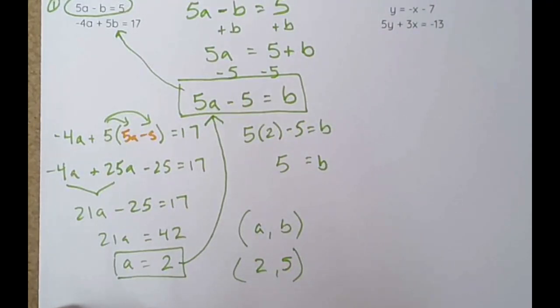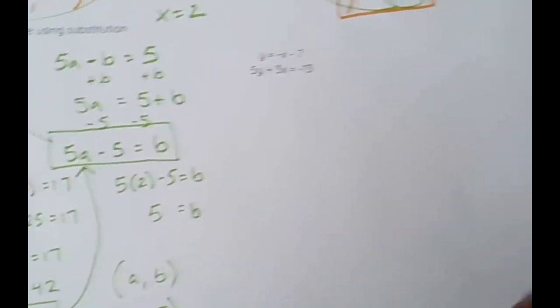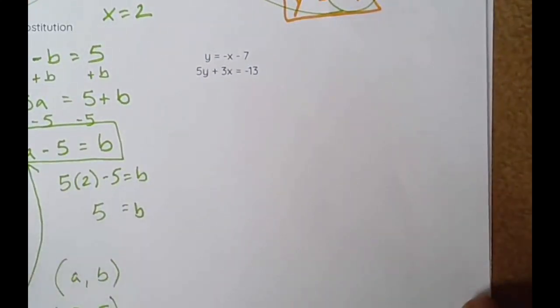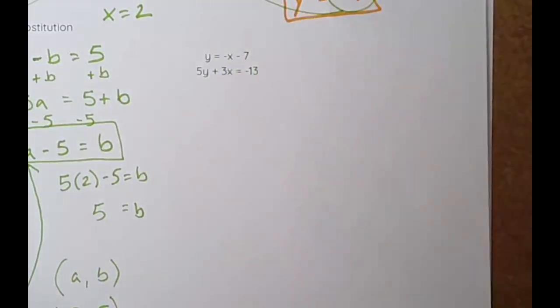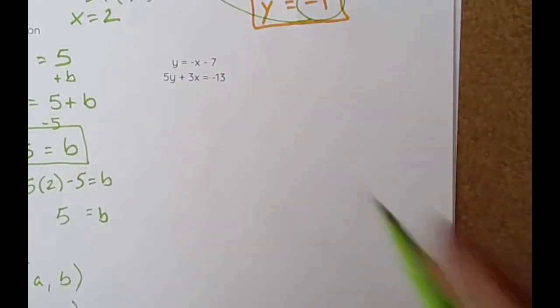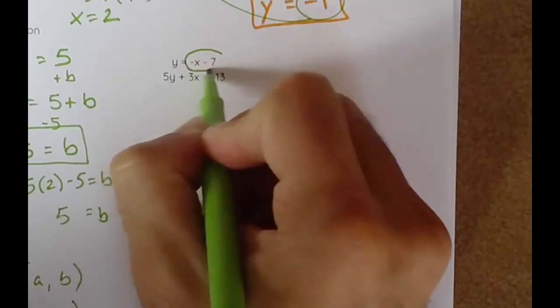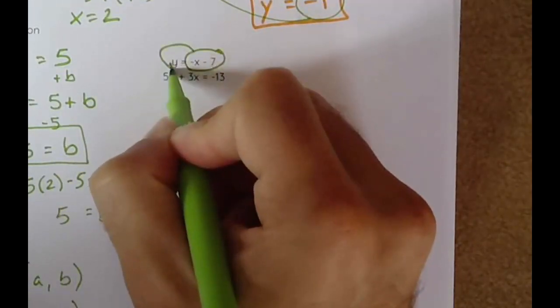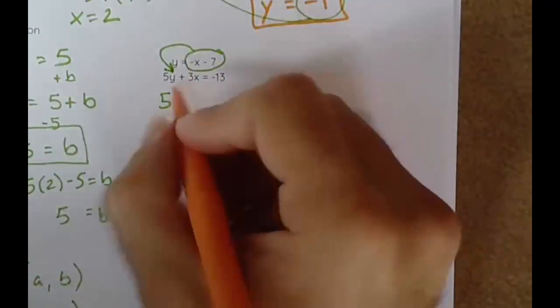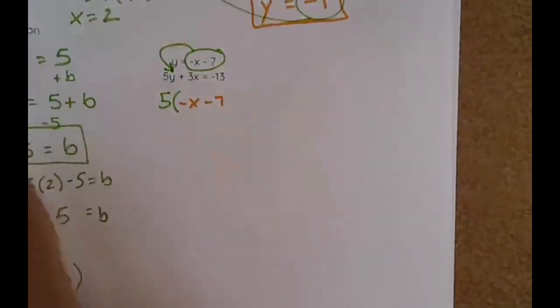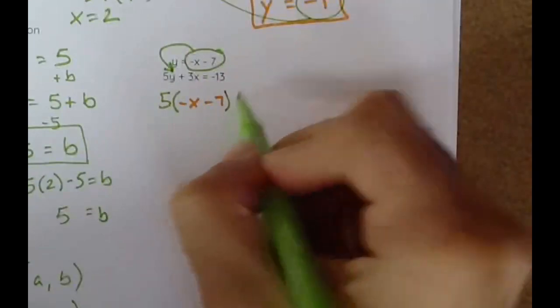And our last one here, already equal to y, so I don't have kind of a pre-step. I can just start substituting right off the bat. So this is going in here for y. 5 times negative x minus 7 plus 3x equals negative 13.